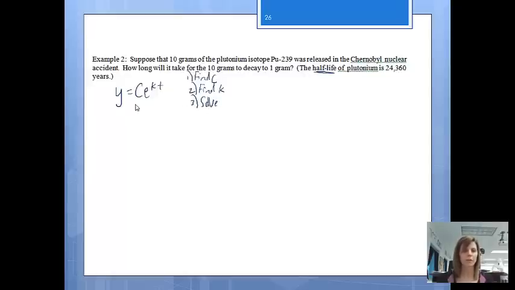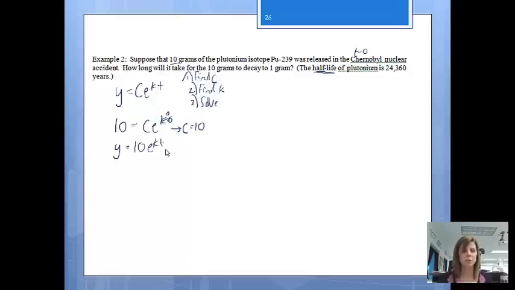Okay, so the first thing, to find c. I know that 10 grams of the plutonium isotope was released in the Chernobyl nuclear accident, and we will assume that it was released at time equals 0, right when the accident occurred. So we know that there were 10 grams at time 0. k times 0 is 0, e to the 0 is 1, which leads us to find out that c is equal to 10. So we're now going to have y equals 10 e to the kt. So we have found c.